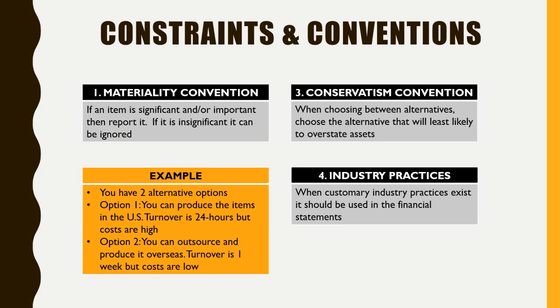Whereas option number two is that you could outsource it to another country. They can produce the shirts for you. However, the only bad thing is that it takes a week to ship it back to you. You know, international trade. However, the cost is low. It's super cheap. So those are the two alternatives, right? You have to weigh the benefits and the cost that apply to it.